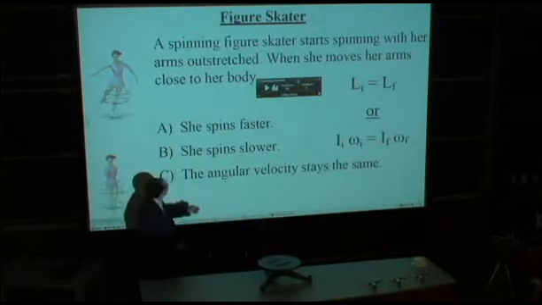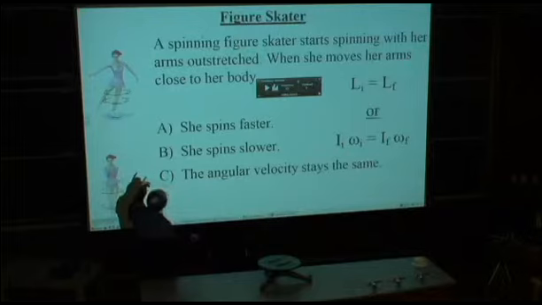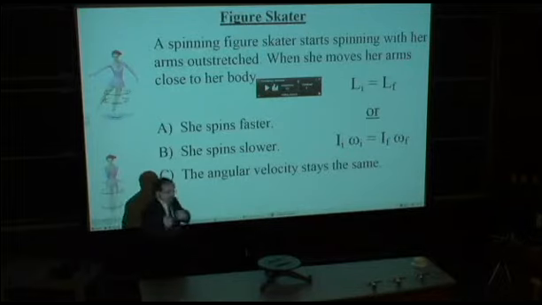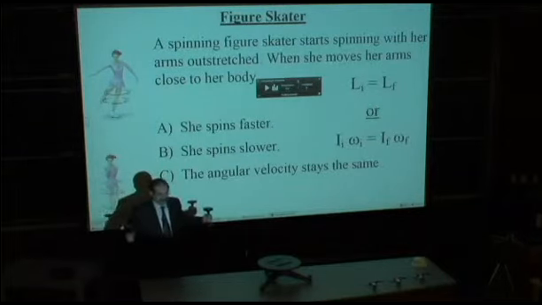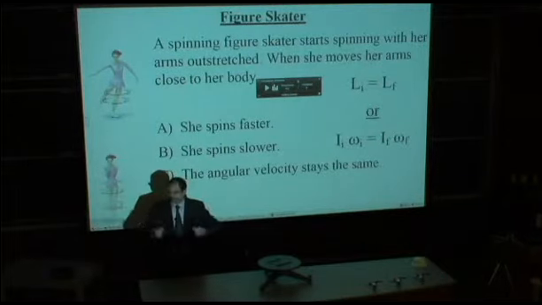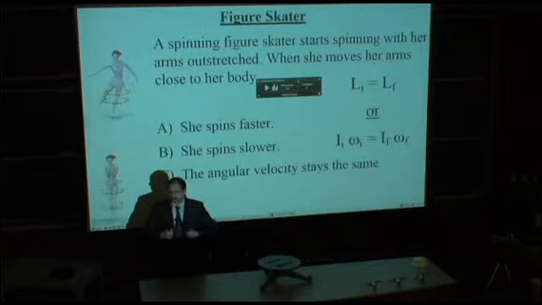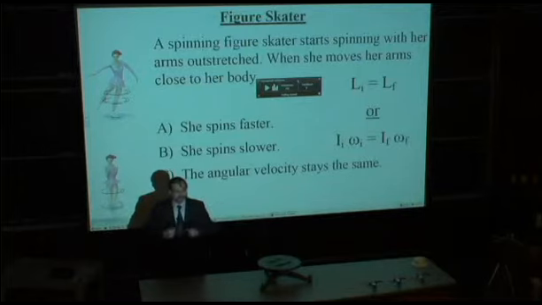So what's happening here? She moves arms closer. So she doesn't change the mass, but she does change what? The mass stays the same. What's different? No, the center of gravity actually also stays the same because everything's symmetrical. What's different? Inertia, moment of inertia, rotational inertia.